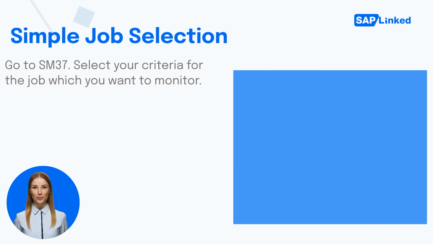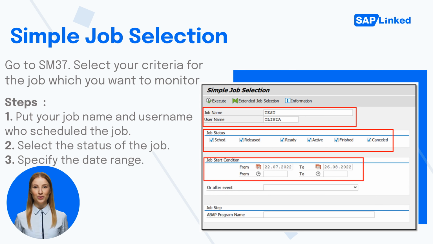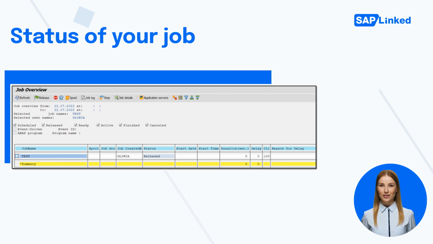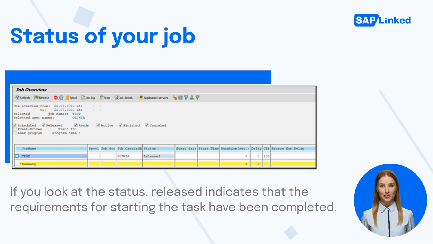To find out the status of the job, go to SM37. Select your criteria for the job which you want to monitor. Put your job name and the username who scheduled the job. Select the status of the job. Specify the date range. In our scenario, we just specify the start date while keeping the to date open. If you look at the status, Released indicates that the requirements for starting the task have been completed, and the job is waiting in line for the background work process to be free, as shown in the screen here.